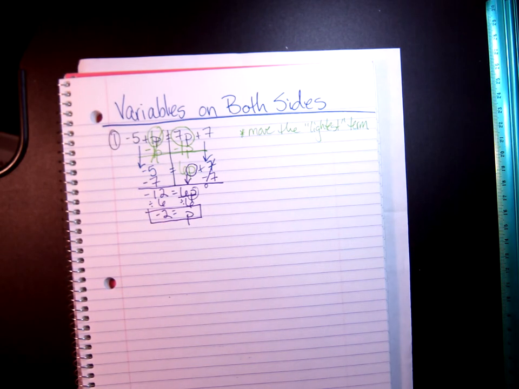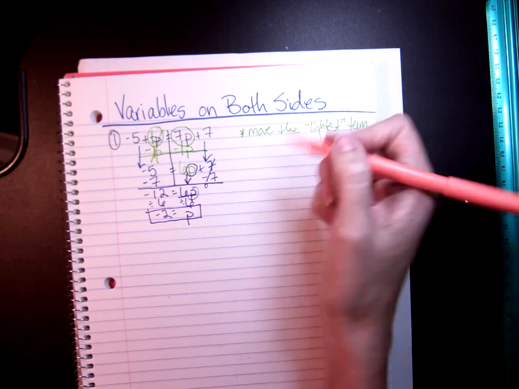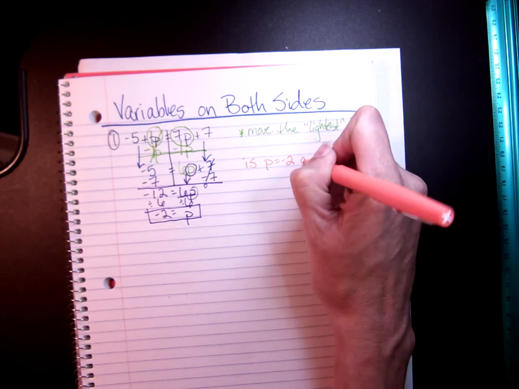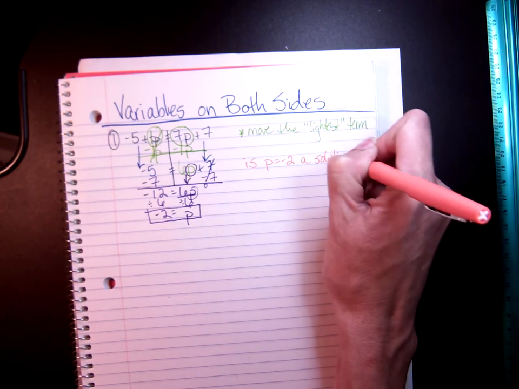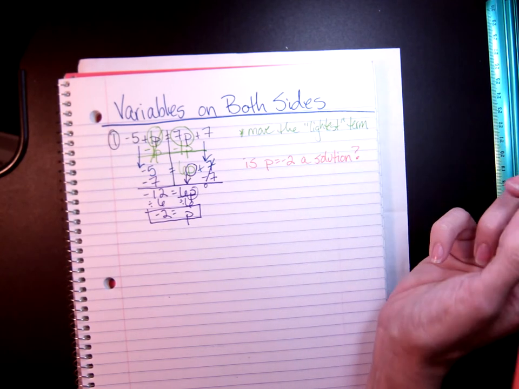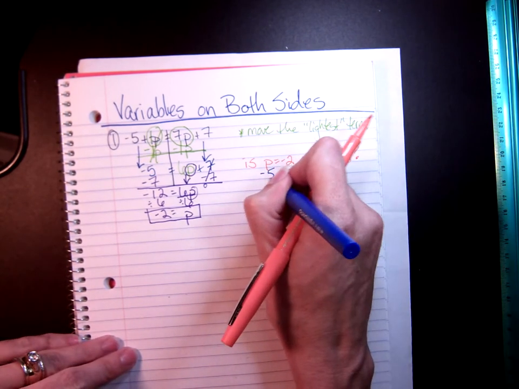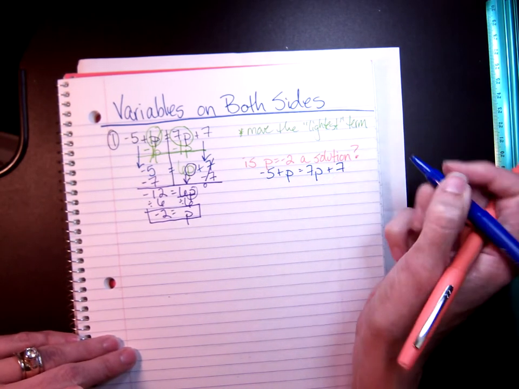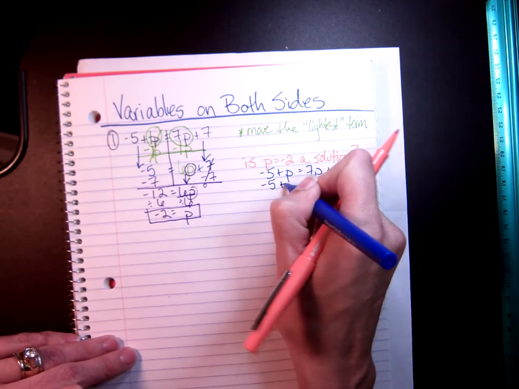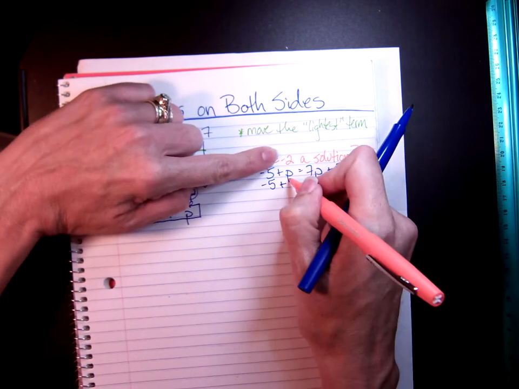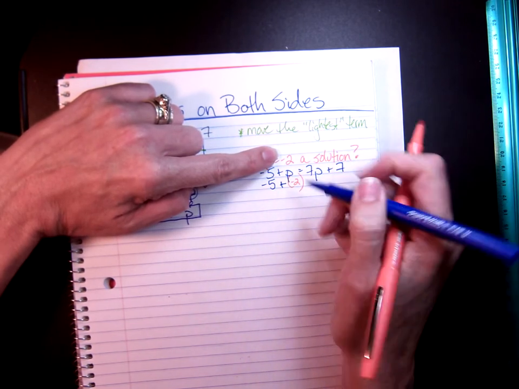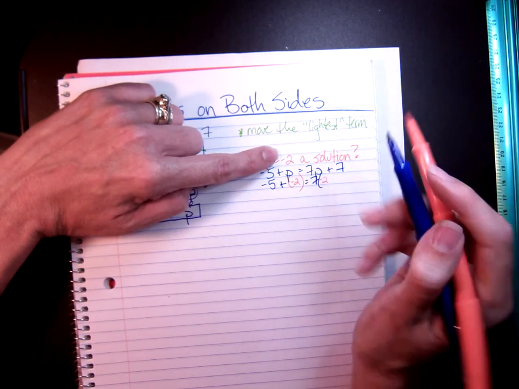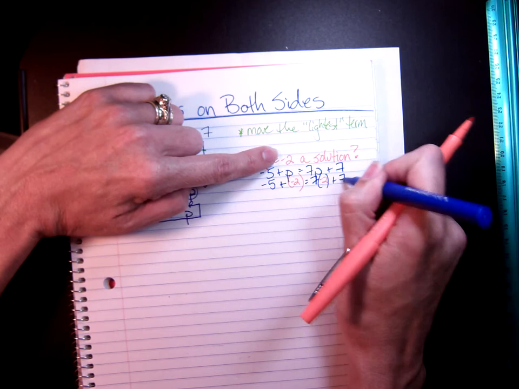So before moving on, especially if you're not really sure, we want to check. Is p equals -2 a solution? So we're going to come back to -5 plus p equals 7p plus 7. -5 plus, we're going to put that -2 in for p, equals 7, again put the -2 in for p, plus 7.